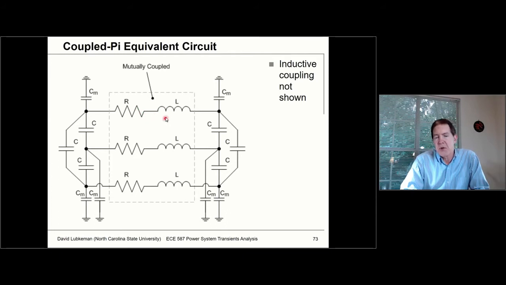There's also mutual coupling between these phases, between phase AB, BC, and AC. And then you've also got the capacitances. You have the interphase capacitance and you have capacitance to ground. We're putting half the capacitance on the source side and half of the capacitance on the load side. So the inductive coupling is there, but it's just not shown in this diagram.